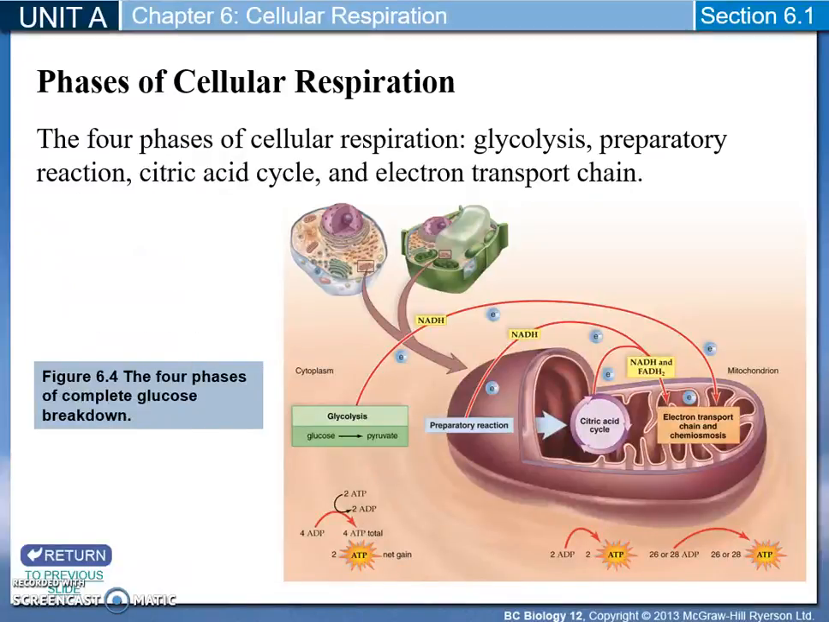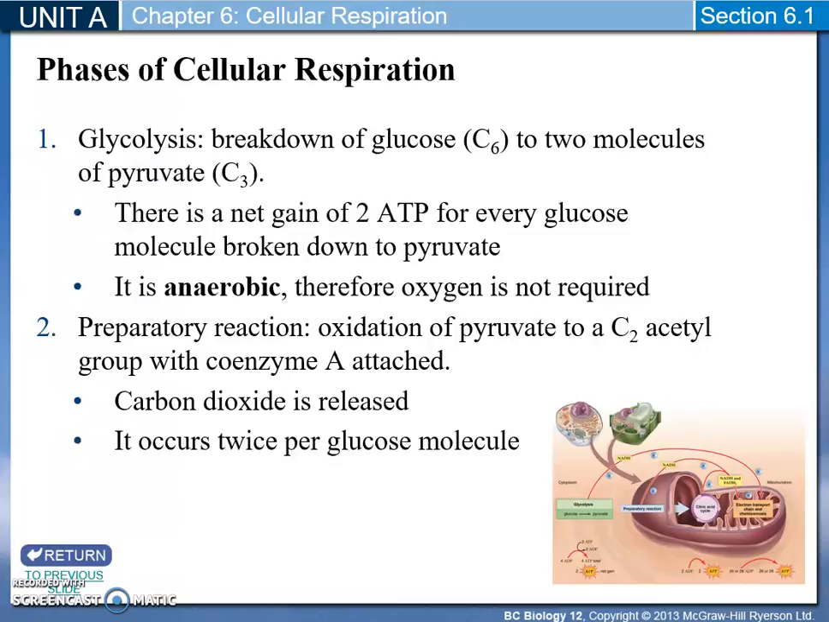With the phases of cellular respiration, we'll just do a very brief overview of these 4 phases, and then in subsequent videos we will look at them in a little bit more detail. So the first part is glycolysis, which is the breakdown of glucose to 2 molecules of pyruvate. There is a net gain of 2 ATP for every glucose molecule that's broken down to pyruvate. This step is referred to as anaerobic because oxygen is not required yet at this point.